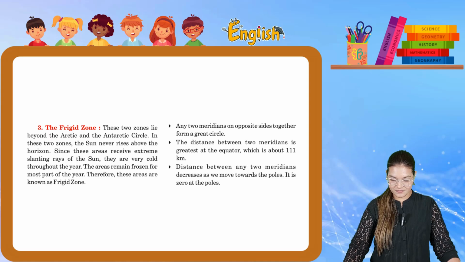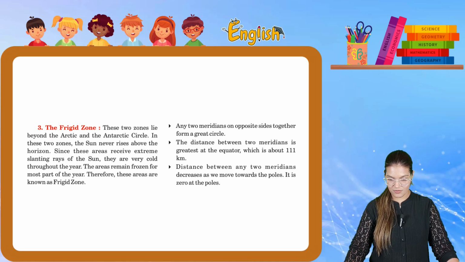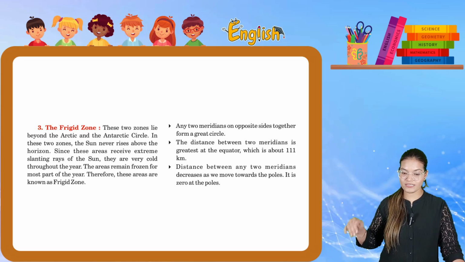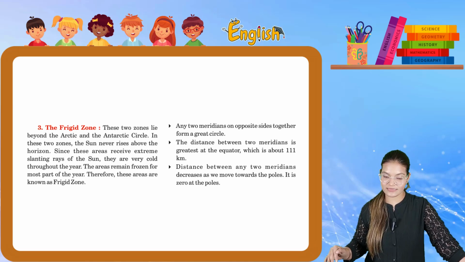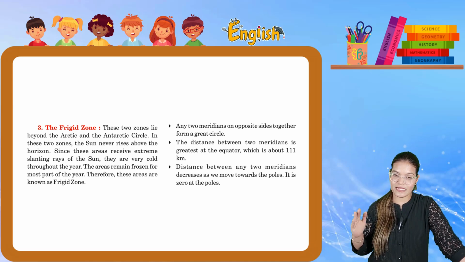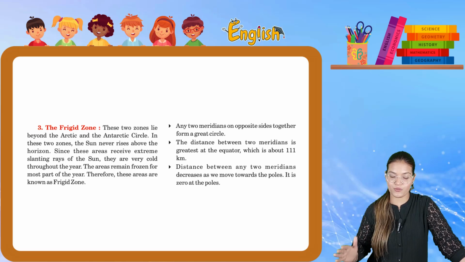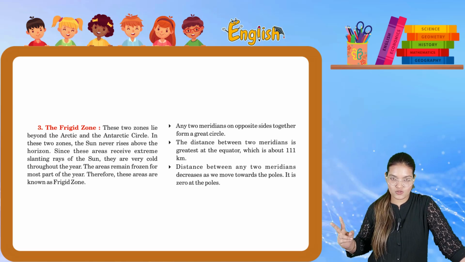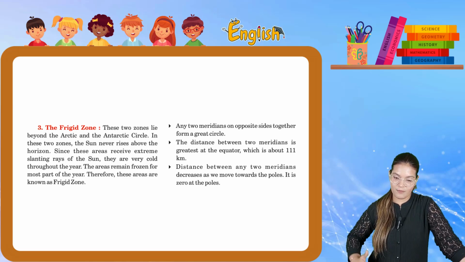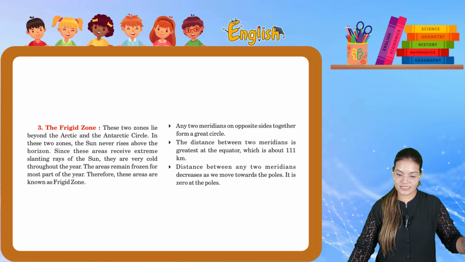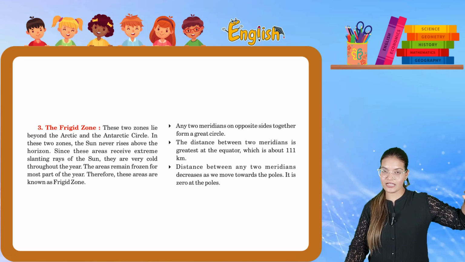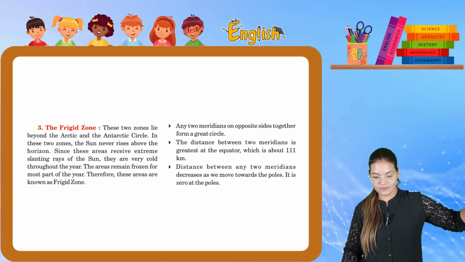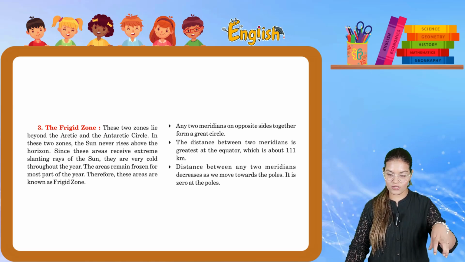Third is the frigid zone. These two zones lie beyond the Arctic and Antarctic Circle. ठीक है, ये zones कहाँ होते हैं? They lie between the Arctic and Antarctic Circle. So in these two zones, the sun never rises above the horizon since these areas receive extreme slanting rays of the sun. They are very cold throughout the year.